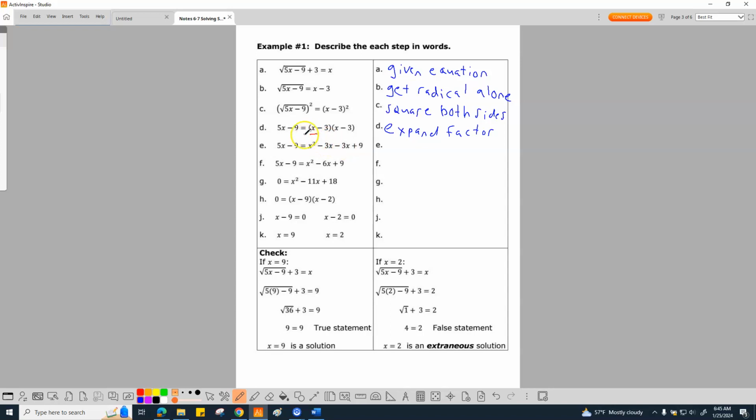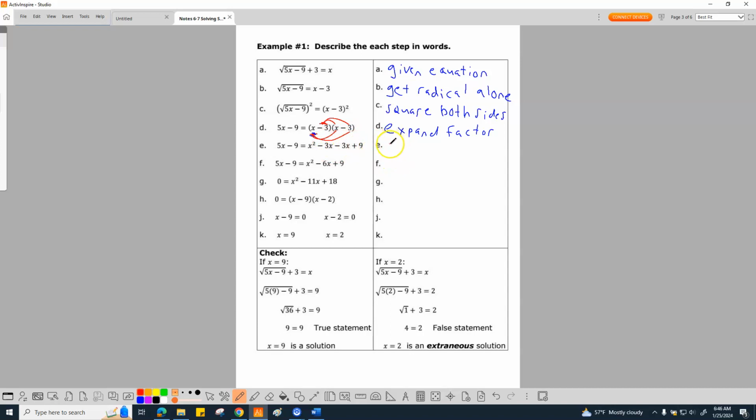Okay, now, how did we get from D to E? We did distribution, y'all. So remember this. You go x times x, there's your x squared. X times minus 3, there's your minus 3x. Then we repeat that, but this time with negative 3. Negative 3 times x, there's your other negative 3x. And then negative 3 times negative 3 is positive 9. So that's what we did here.